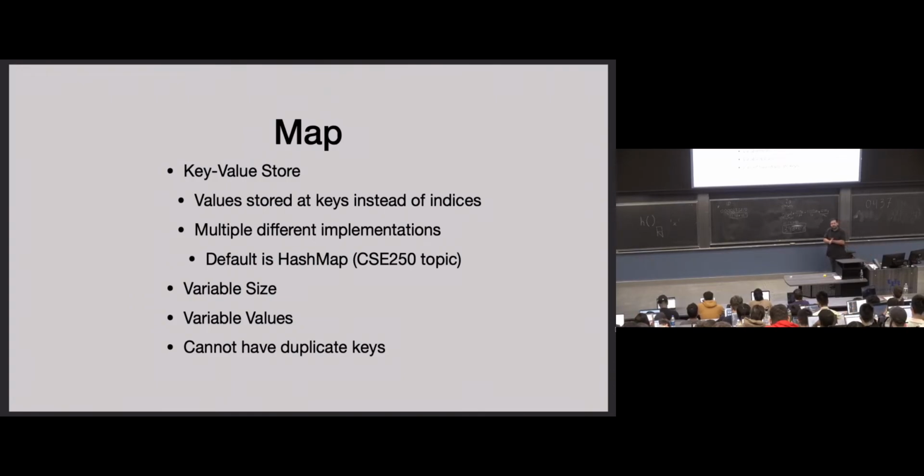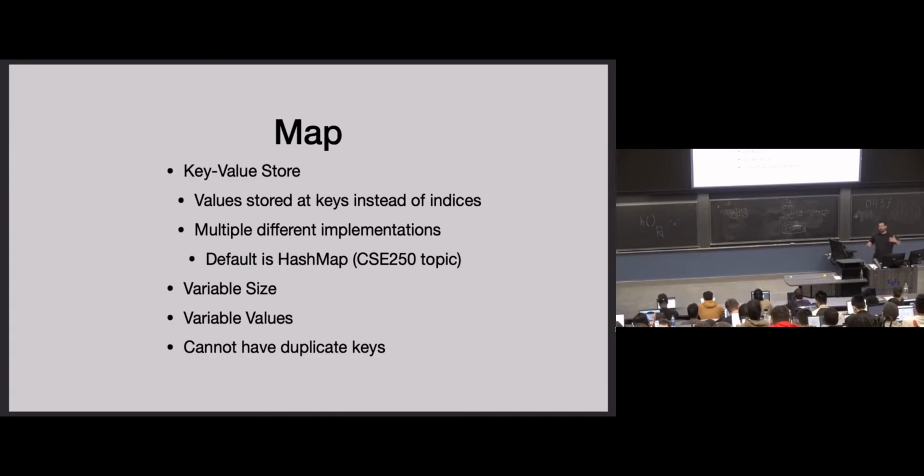Instead of storing values at indices or at positions, we're going to store values at keys of our choice. The default implementation is hash map for what it's worth. I'll leave the details of that for 250. Somebody did ask in the other lecture, so I went and did it just a little bit. Anyway, these are based on hash maps.